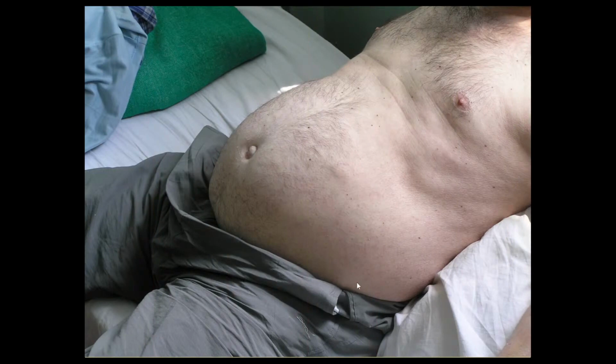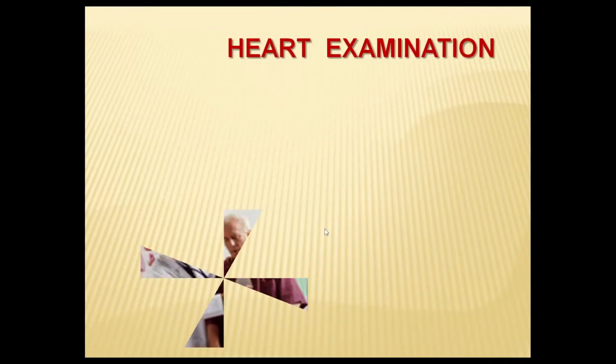But it's not liver ascites, because there is no yellowish color of the skin and no dilated veins on the abdominal wall. And if ascites is accompanied by a bluish color, we are talking about its cardiac origin. Heart examination.